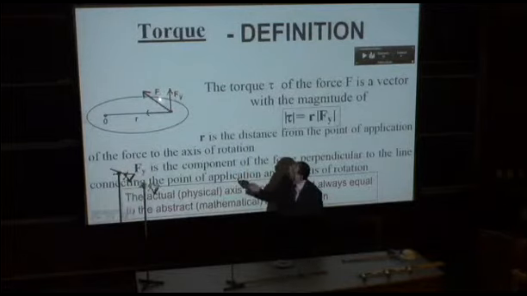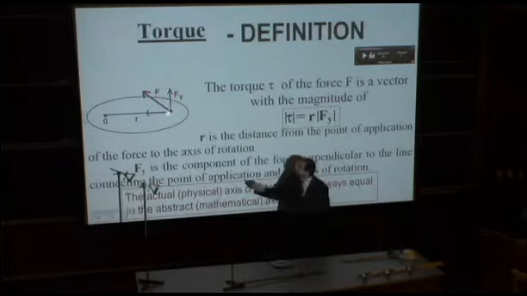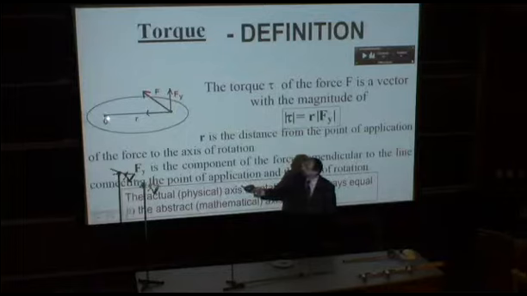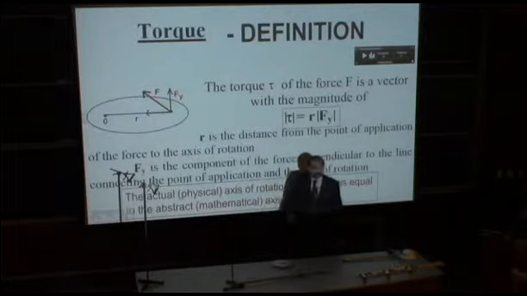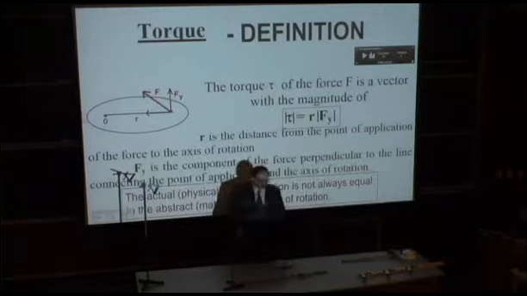If this component is not 0, we take this number and we multiply by this distance from the axis of rotation to the point of application of the force. That's the official definition of the new physical quantity, torque.